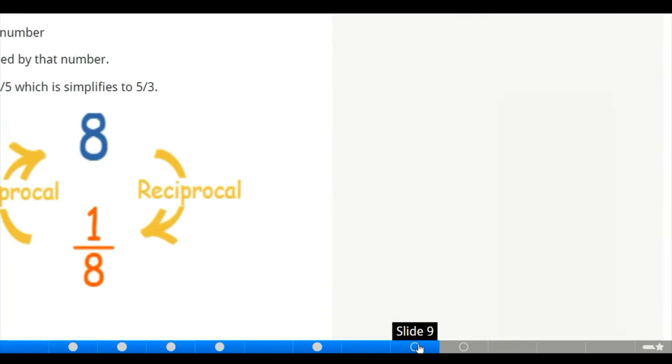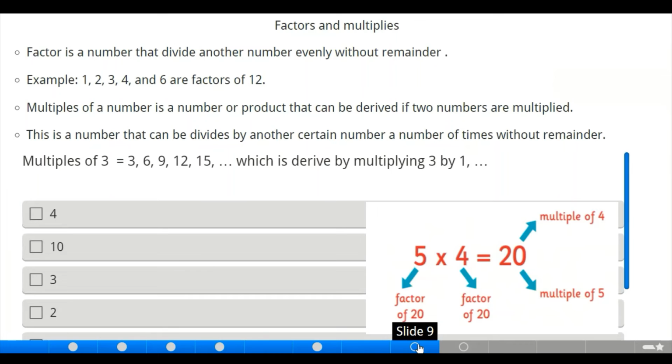This leads us to the next slide, which is factors and multiples. A factor is a number that is divided by another number evenly without a remainder. So when you divide a number by another number and it doesn't have any remainder, then we refer to such a number as a factor. And we have examples of factors here. Let's assume that we have 12 and we want to get the factors of 12.